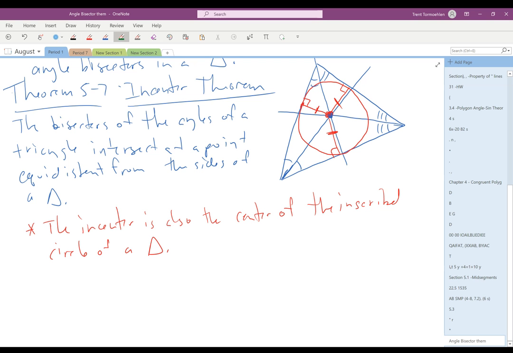So let's look at this proof. You want to show that the bisectors of the angles intersect at a point equidistant from the sides of a triangle. And so we need to show that these three lengths are the same, not just be given them. That's the other side, is the given part of the equation here. And so we need to show that these triangles are congruent so that then we can show that the side lengths are the same. This is an angle bisector. And so that means this segment and this segment are going to be congruent to each other.